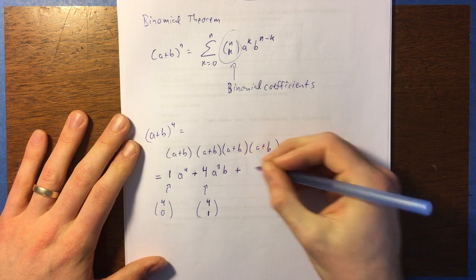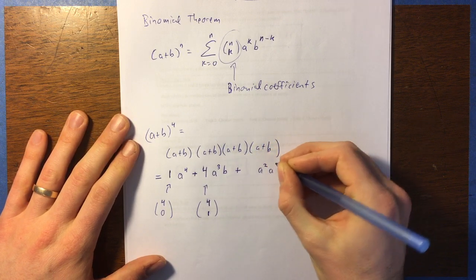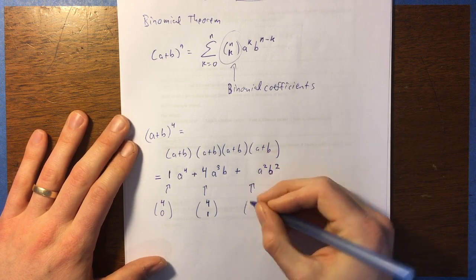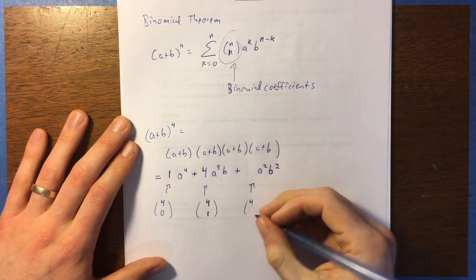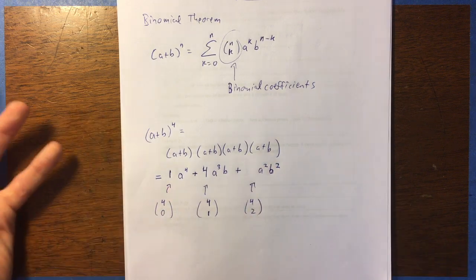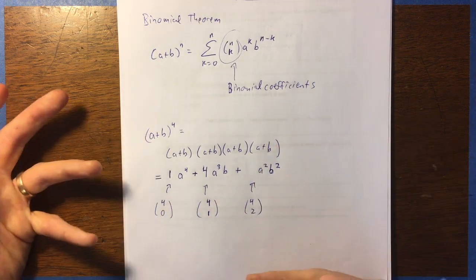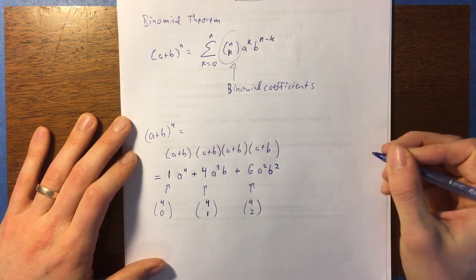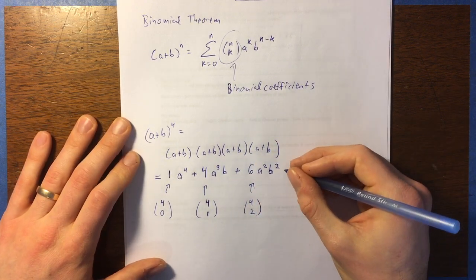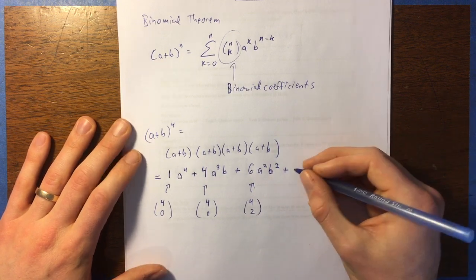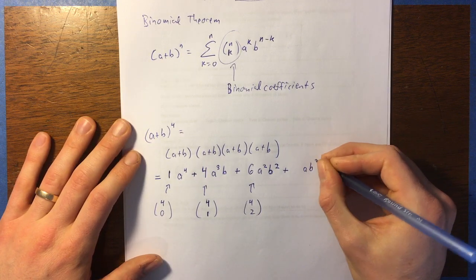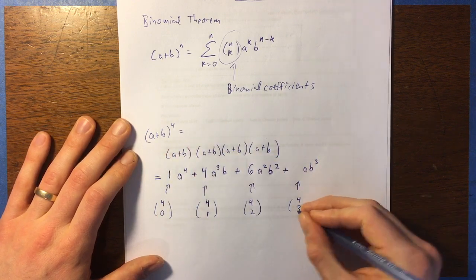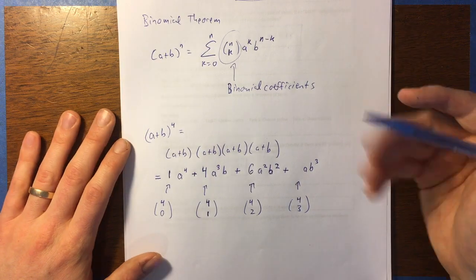And then the next term is, what if we have 2 a's and 2 b's? So a squared times b squared. Now we want to take the 4 different binomials and choose 2 of them to pull the b's from, and the other 2 are by default going to be the a's. 4 choose 2 ends up being 6. And then for the last ones, sorry, there are 2 more. Then we'll do a times b cubed. For this one, we take the 4 options and choose 3 of them to take the b from, and the 1 remaining will be the a.